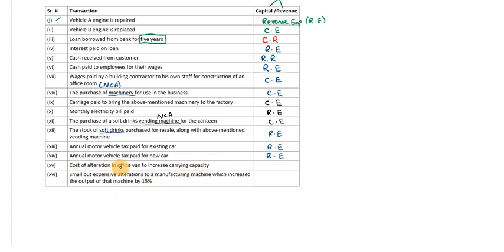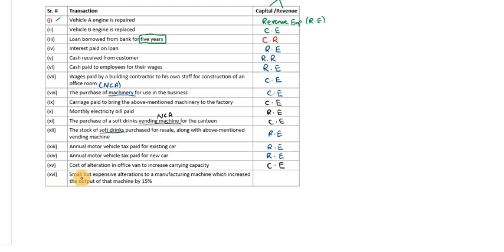Cost of alteration in office van to increase carrying capacity. Maybe we add a new box in our existing van. That's why the carrying capacity of the van increases. So this cost of alteration is on a permanent basis and increases the carriage efficiency. So this type of expenditure will be treated as capital expenditure, because this cost of alteration is not a daily routine alteration of the business.